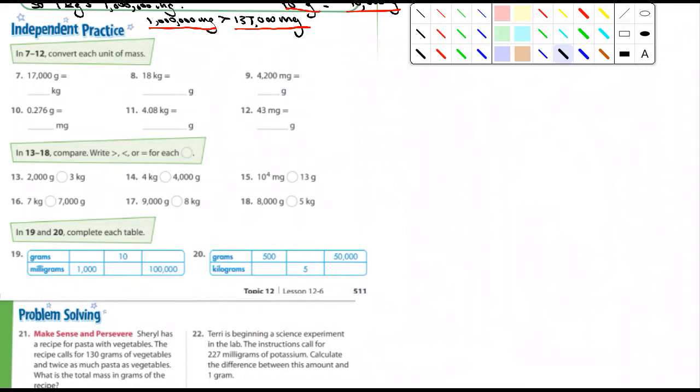All right, so number 9. Number 9 is going to be division. We're dividing it, and you would divide it by 1,000. So number 9, 44,200 divided by 1,000 means you move the decimal 3 places. It's right here, 1, 2, 3, so it becomes 4.2. 4.2 grams.